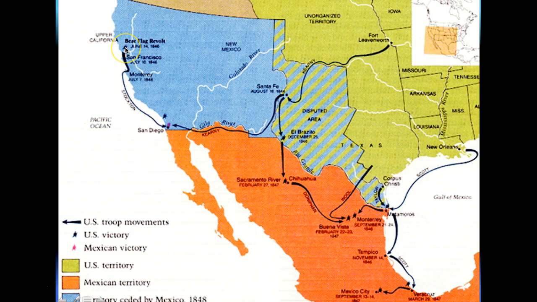Up here you see a star where the Bear Flag Revolt took place in 1846. That was a group of Americans who went and conquered the land, fighting against the Mexicans. The Mexicans technically won the battle because they killed more people, but the Americans ended up staying there, and they called themselves a California Republic. And they even created a flag, which became the California flag with the bear and the star.